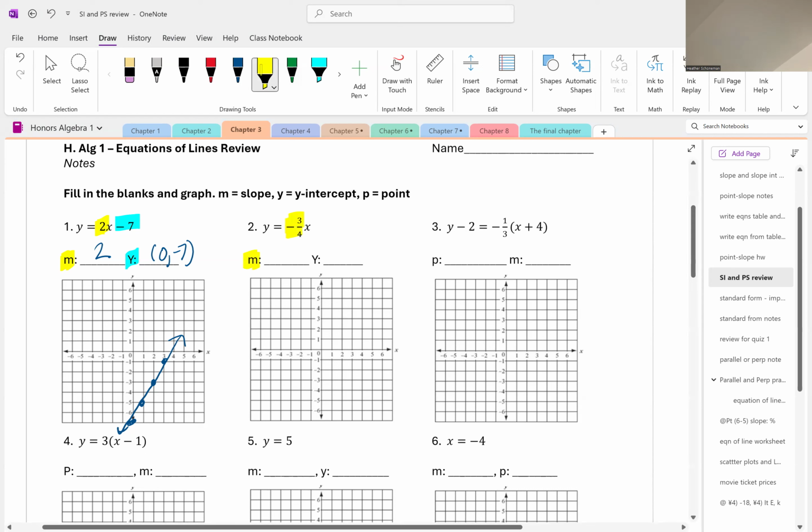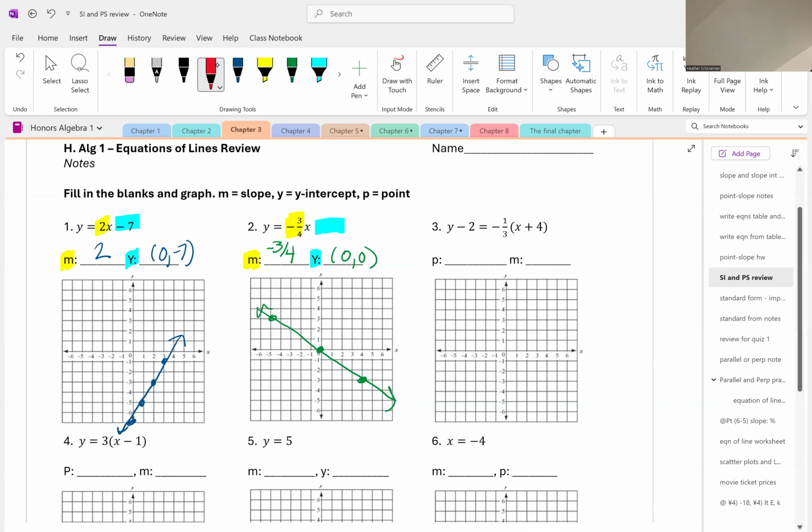So the slope is the number in front of the x, which in this case is -3/4. And the y-intercept is whatever's added or subtracted onto the equation, which is nothing, which is 0, 0. So we're going to start at 0, 0, go down 3 and right 4, or up 3 and left 4. Okay, on the quiz, you can fit 4 points on there if need be. The graphs are bigger.